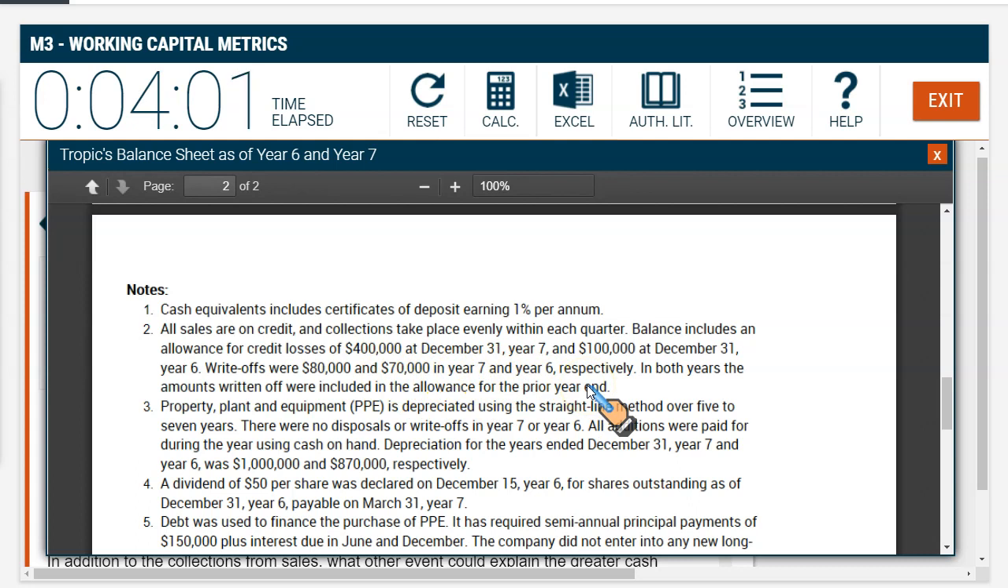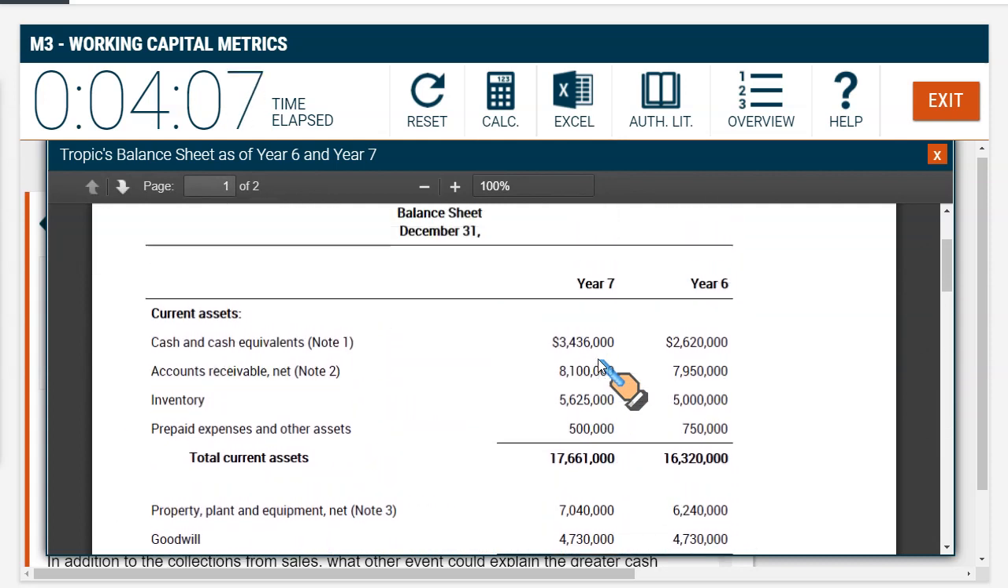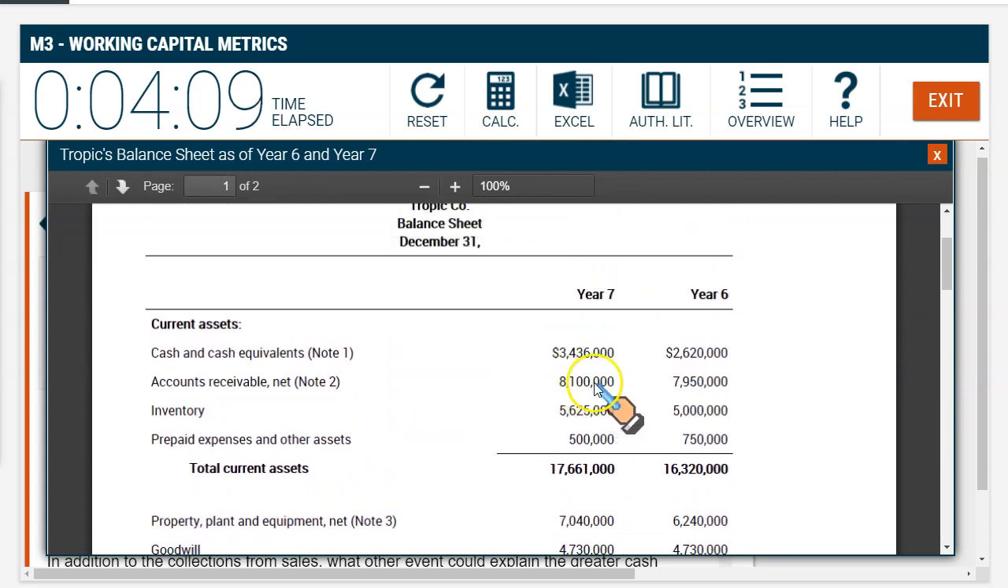Now gentlemen, what we have been given are the net numbers. These 400 and 100 are the balances of your allowance for uncollectible accounts. So what you see here is the net. So first we will gross it up and then we will apply the idea of how much cash we might have collected during the period. We are going to add the allowance balance to the account receivables net to find the gross account receivable. So what will be the gross account receivable in year 6? I hope you remember, you would have noted it down.